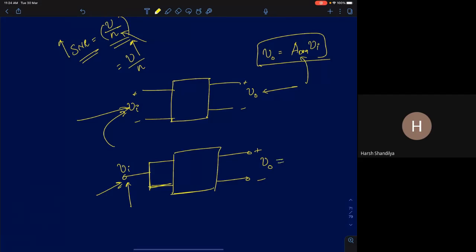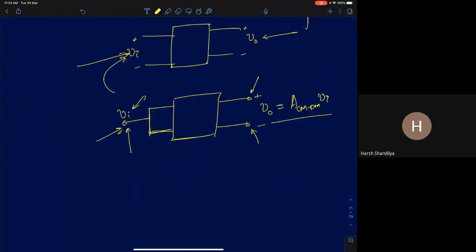How can you write your output in terms of Vi? If Vi is the common mode input, what will be V naught in terms of Vi? Is it ACM times Vi, or is it ACM-DM times Vi? It's not ACM. I'm taking the output differentially. If I took the output from a common mode point of view, yes, then it is ACM, but here it is ACM-DM times Vi.